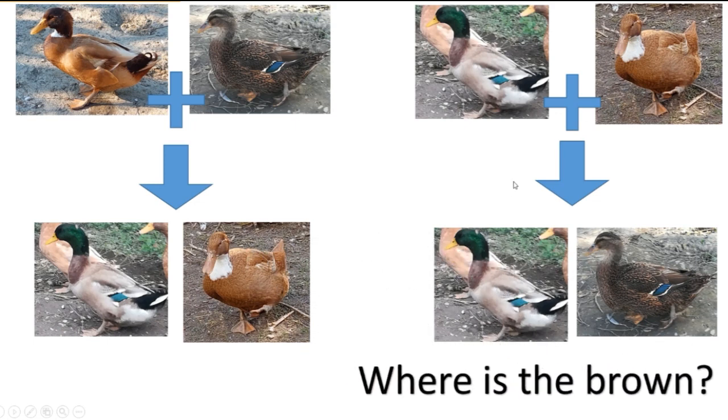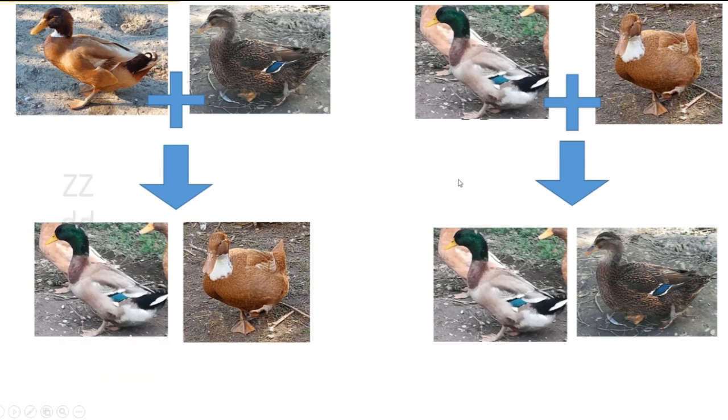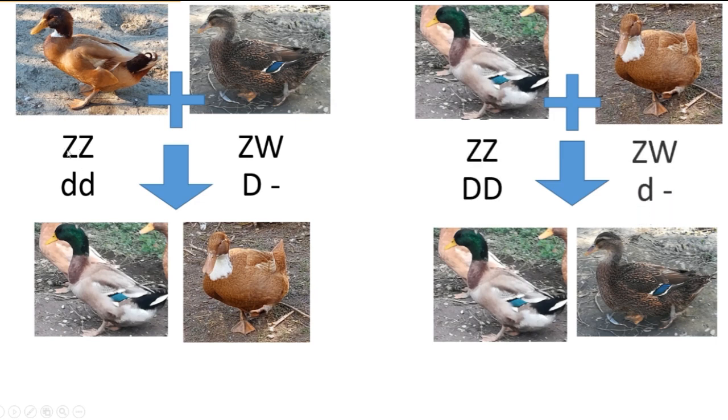And here you may ask why. Where is the brown? So let's talk about this a bit deeper. To understand how it works on a sex-linked chromosome, we need to fill out the mutations, the genes, and of course the chromosomes. So for the males, it's double Z, and for the female it's Z and W.